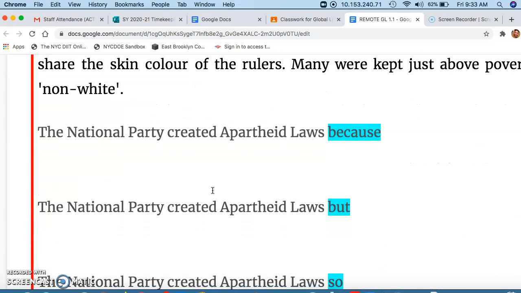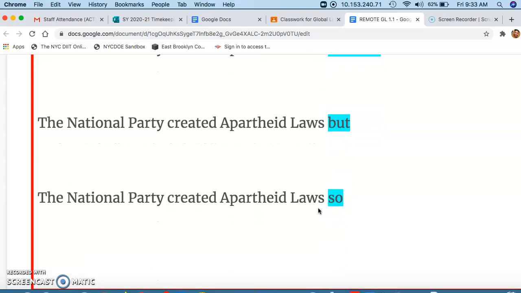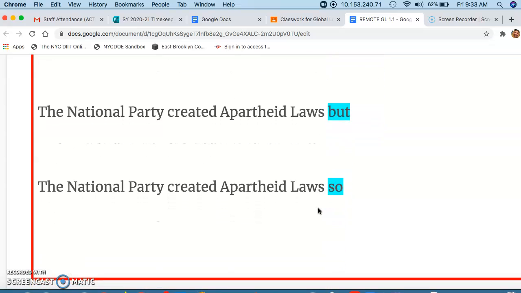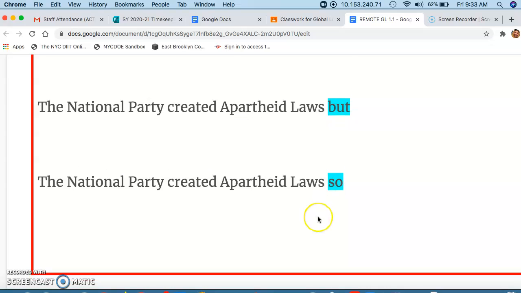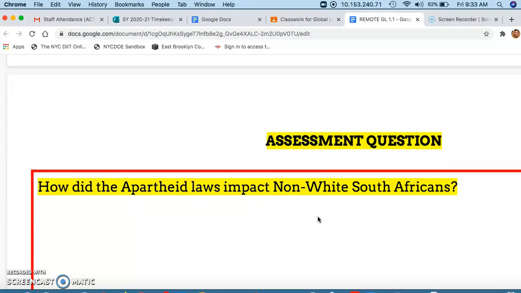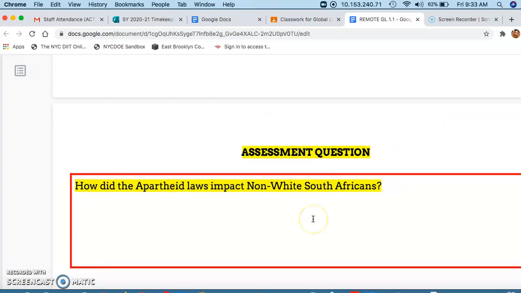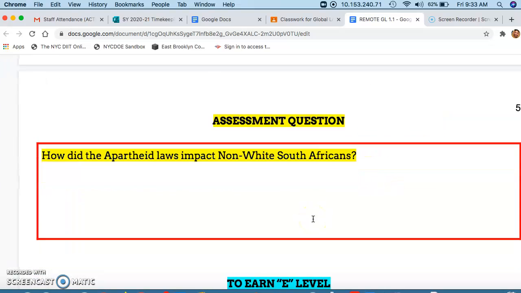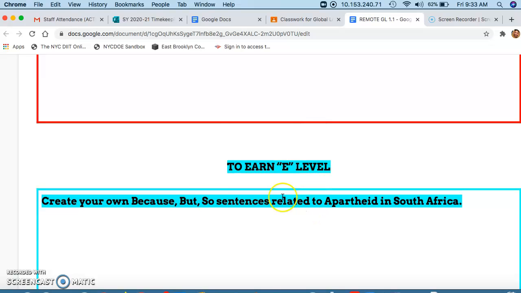The second one is the National Party created apartheid laws because, but, and so. So why did they create the apartheid laws? They created the apartheid laws, but, right, so what was happening even though they created these laws? And they created the apartheid laws, so what is the impact the apartheid laws are going to have? And then your assessment question is, how did the apartheid laws impact non-white South Africans? When we say non-white South Africans, those are the native Africans. How did this impact them? And for your E-level, you want to create your own because, but, so sentences related to apartheid.